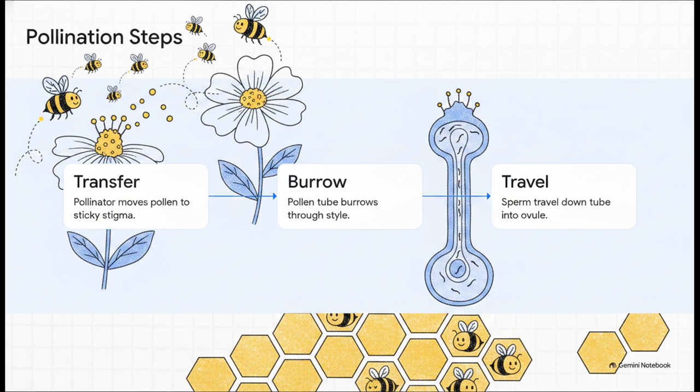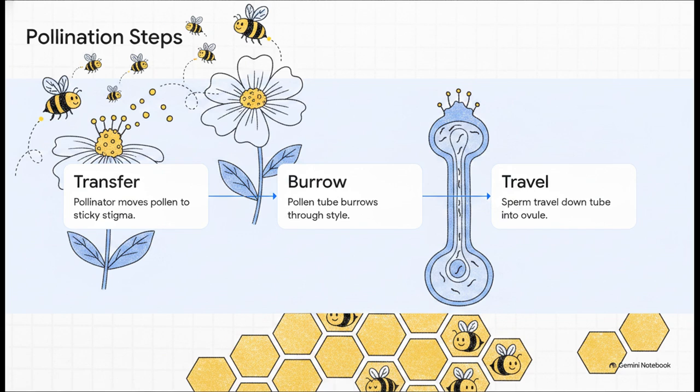But why do we love these house-invading bees? Well, because they are absolutely essential pollinators. When a bee lands on a flower to drink sweet nectar, it accidentally brushes up against those fluffy anthers, getting totally covered in yellow pollen dust. It then flies over to the next flower and brushes that pollen right onto the sticky stigma.